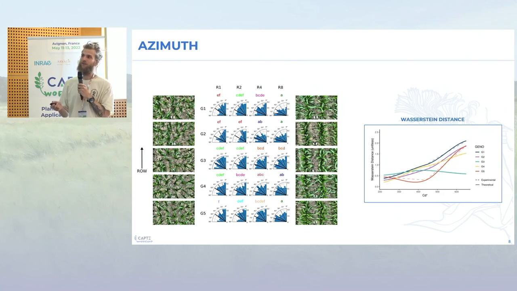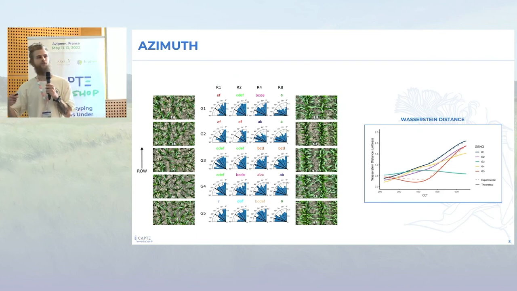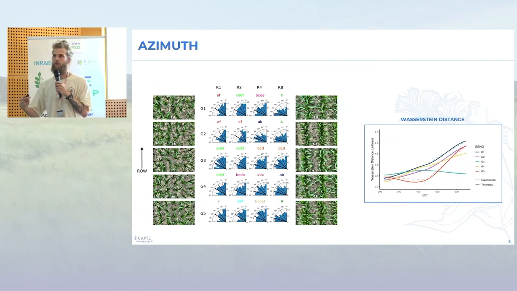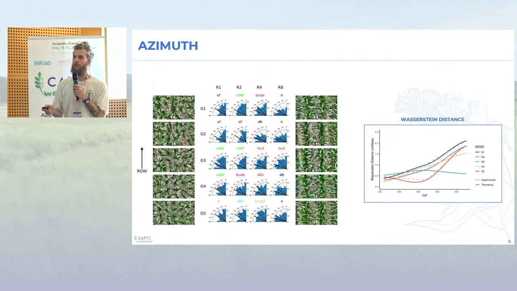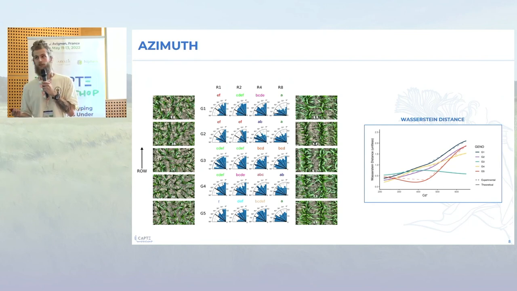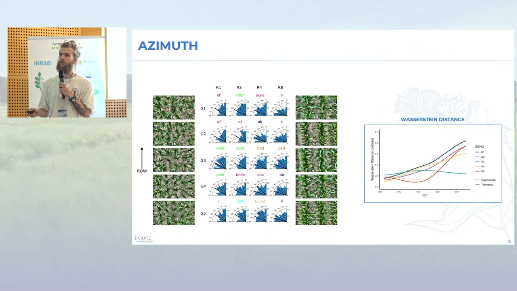But in fact, there is a gradient, and you can see that the more the plants are near each other, the more you will have the entire space filled with leaves, of course. So this is with ANOVA. You can see the row direction, and this is quite visually interesting.